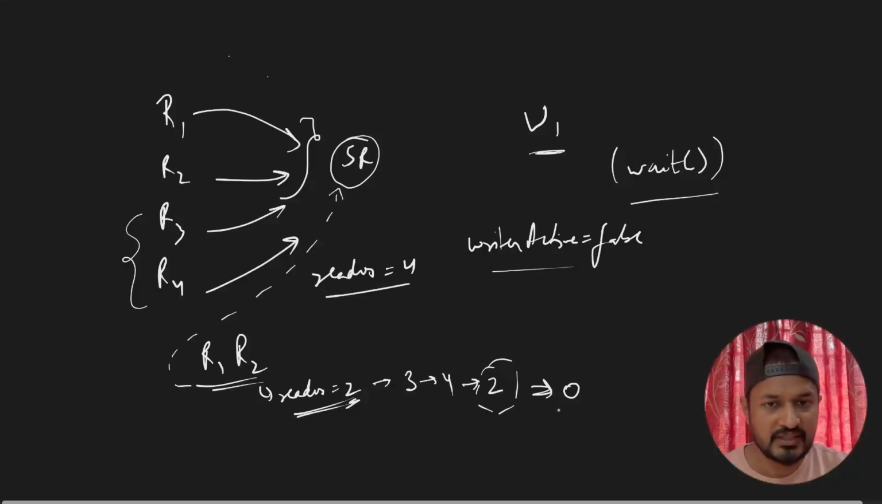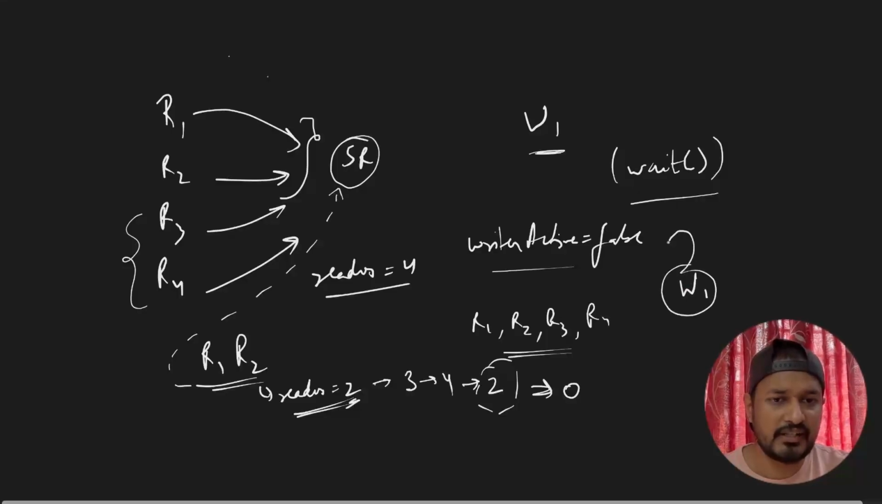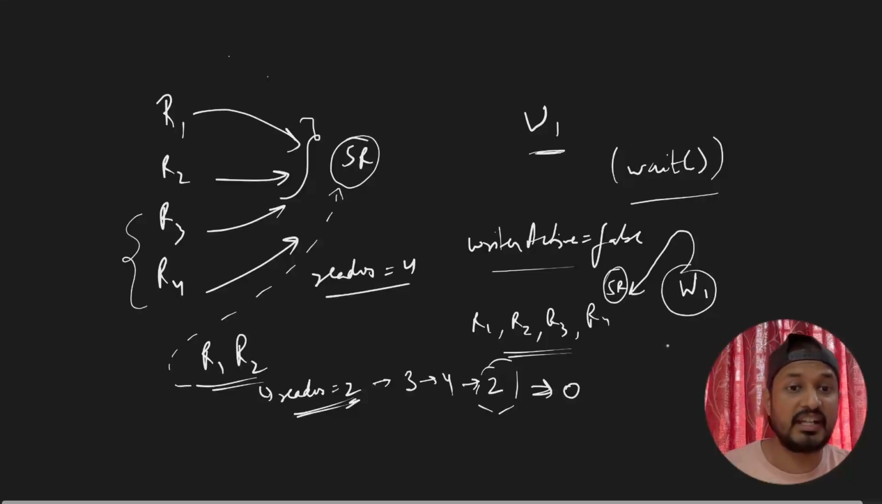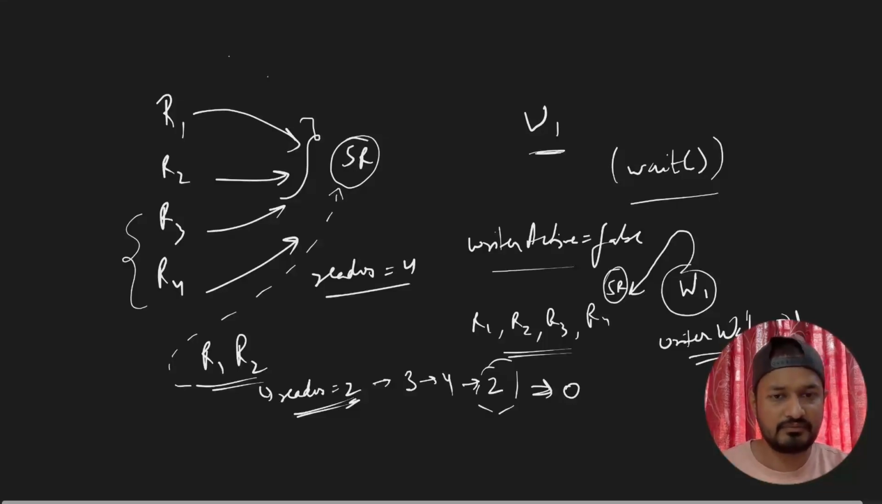Now, to fix this, there is a very simple fix that we need to do. When R1, R2, R3, R4 are reading, and at that time if any writer goes ahead and tries to write on the shared resource, what we will do? We will store the number of writers which are currently in waiting state. We will create another variable, writer waiting, and we will increment this writer waiting to 1, right?